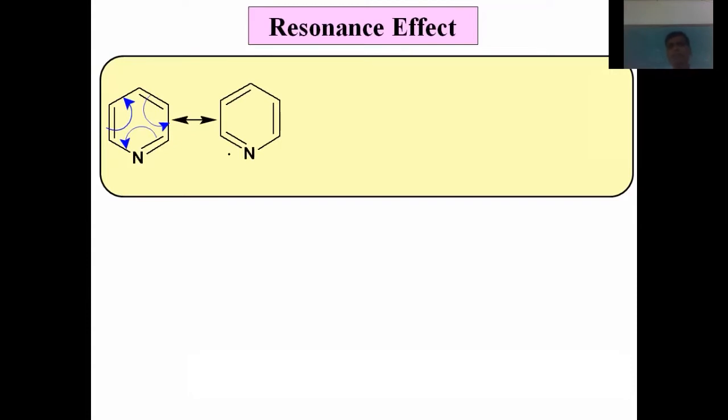Now again there is a delocalization. Nitrogen is more electronegative. Hence, that pi bonded electron pair goes towards nitrogen and the nitrogen acquires a negative charge, while that carbon now acquires a positive charge. And we get one more resonating structure for pyridine.